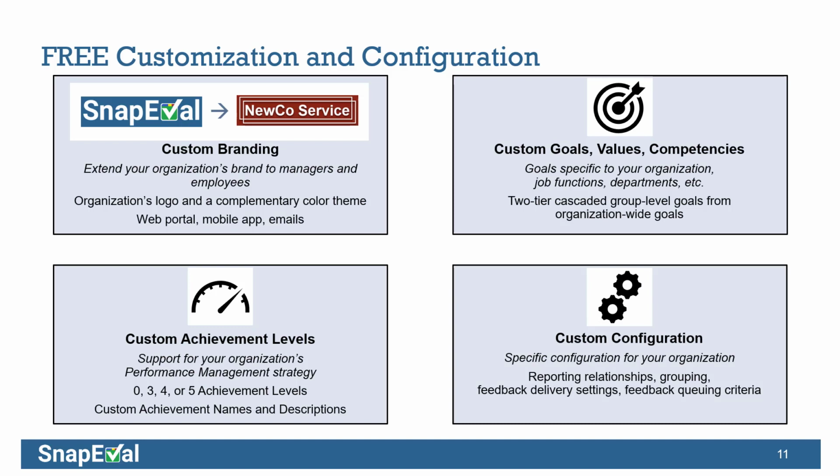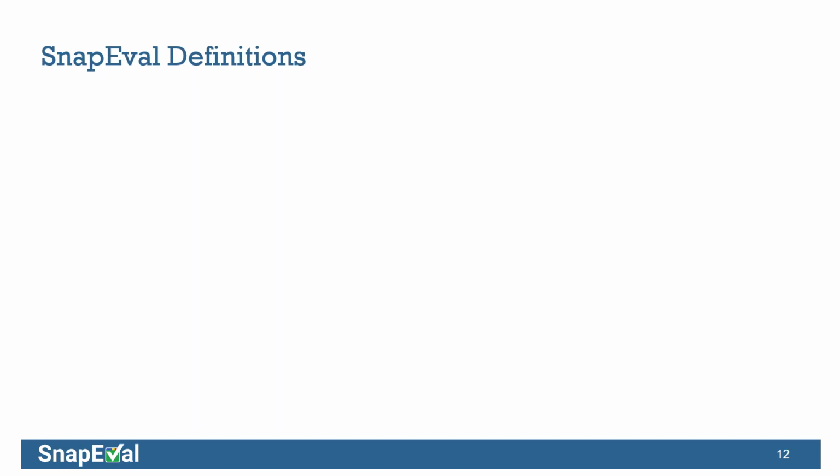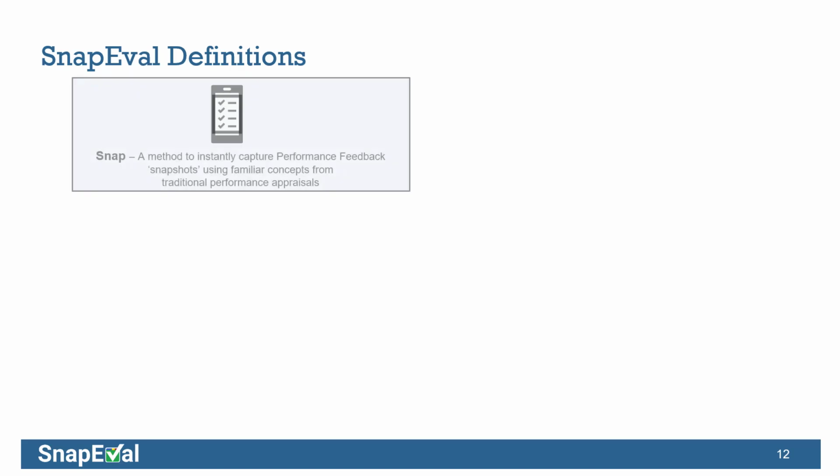And then lastly, we'll do some additional configuration around things like reporting relationships. We'll set up groups as necessary, predicated again on various roles, departments, and other things in your actual organization that will help SnapEval to be organized in a way that will really reflect how you want SnapEval to operate for your organization. So now let's cover some SnapEval definitions.